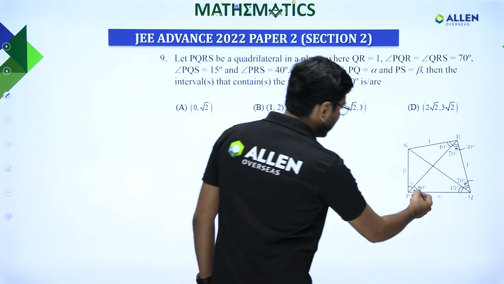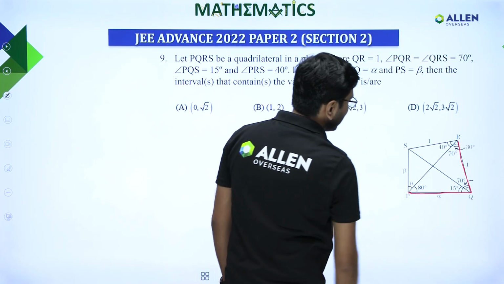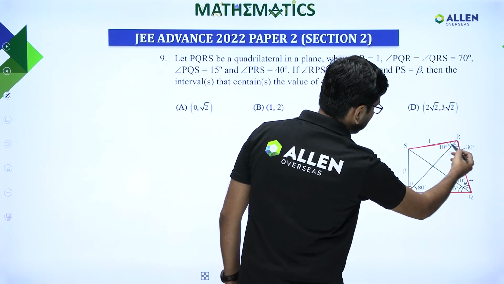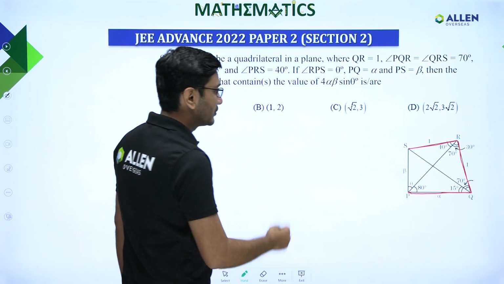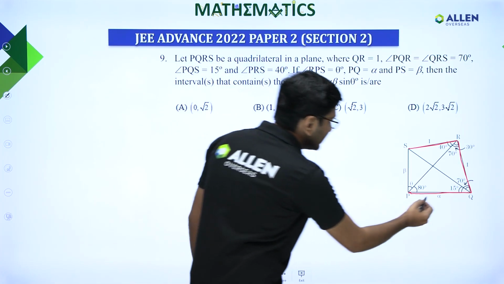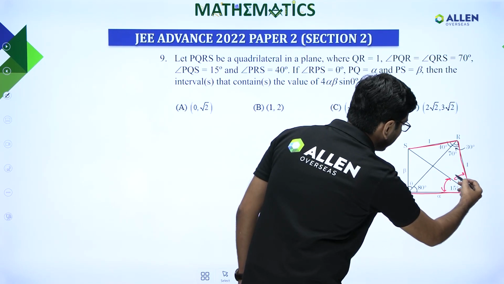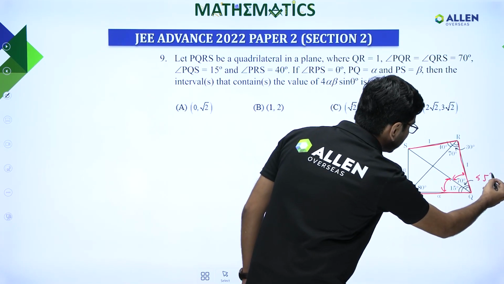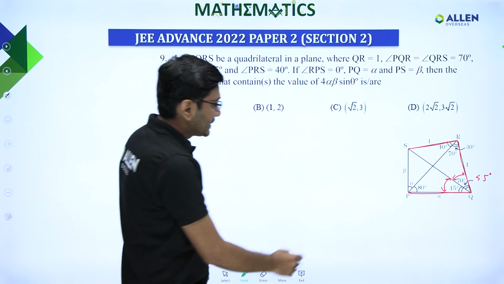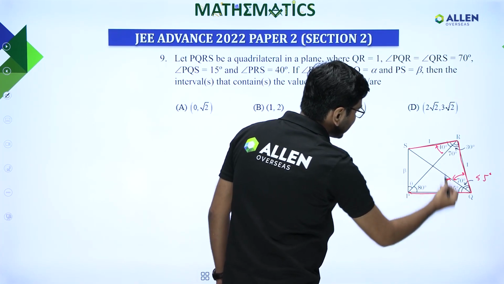So this PQR angle total, and definitely QRS means this angle is also total 70 degree. So both the angles are 70 degree. PQS is 15 degree. So this angle we have taken 15 degree. So definitely this remaining angle will be 55 degree. Okay. PRS is 40 degree. So this P, then R and this, yes, this angle is 40 degree they are saying.